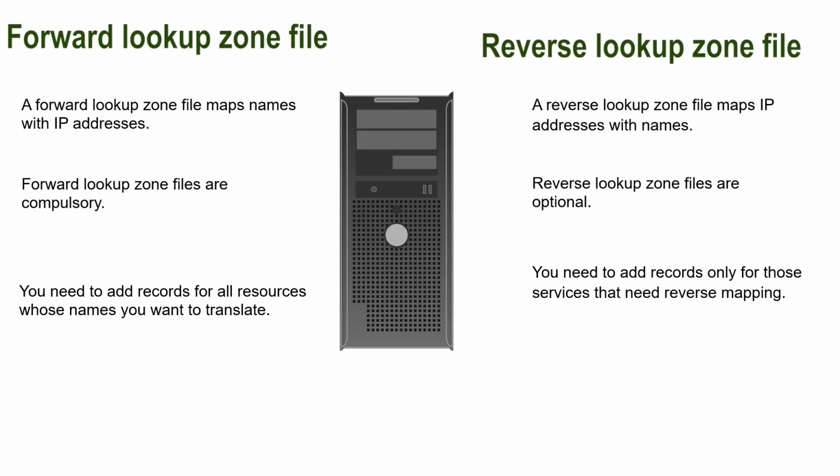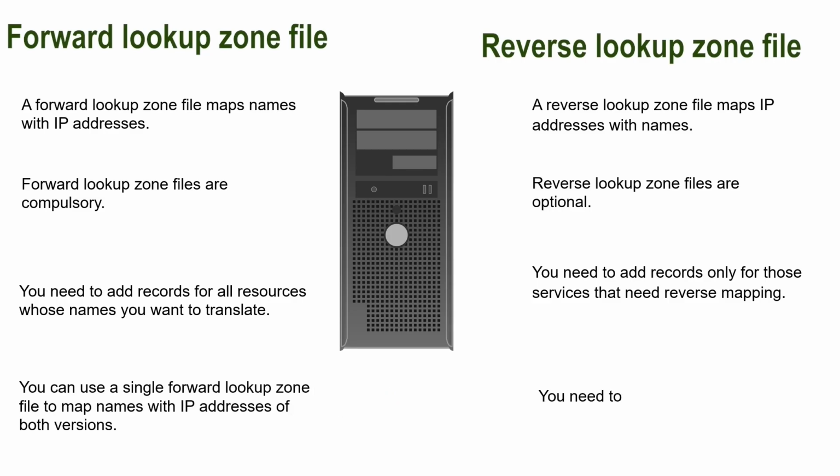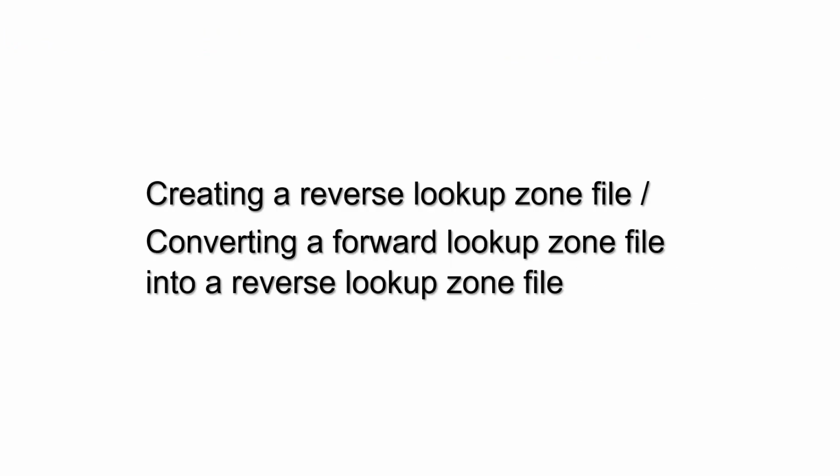There are two versions of IP addresses, IP4 and IP6. You can use a single forward lookup zone file to map names with IP addresses of both versions. But you cannot use a single reverse lookup zone file to map both versions' IP addresses with names. You need to use separate reverse lookup zone files for both versions. You only need to create a reverse lookup zone file for the IP version your domain uses. For example, if your domain does not use IP6 addresses, you do not need to create a reverse lookup zone file for IP6 addresses.